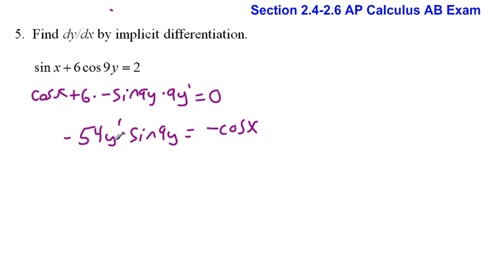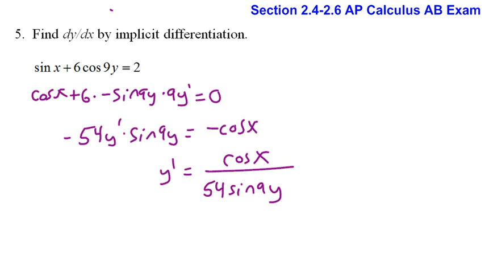So now let's just solve for y prime. If I solve for y prime, all I'm going to do is divide by negative 54 sine of 9y. So that means y prime must be equal to cosine of x all over 54 sine of 9y. And a negative divided by negative is a positive. And there it is.